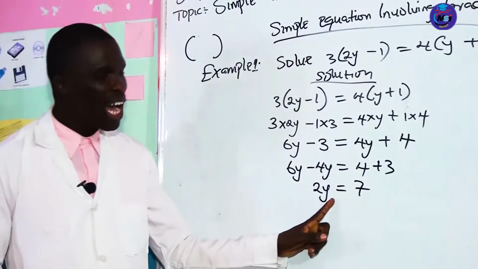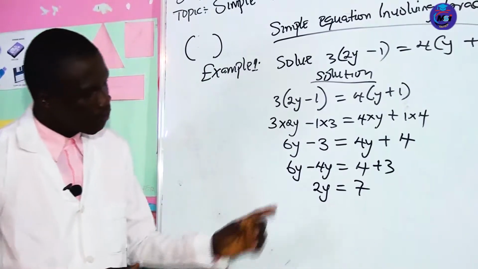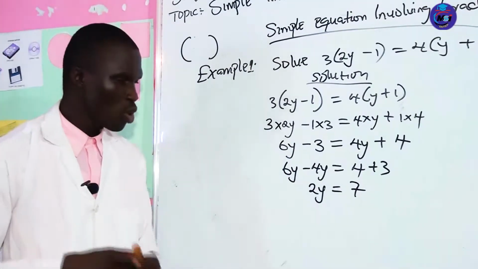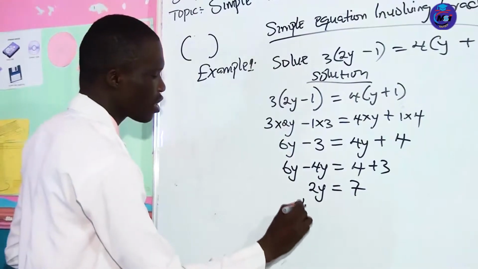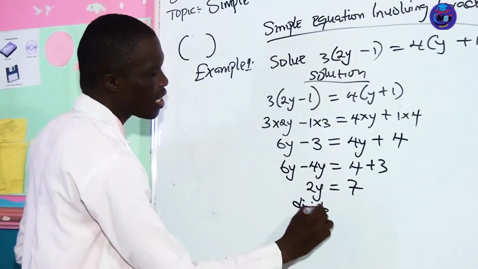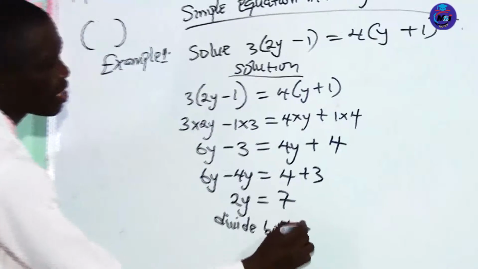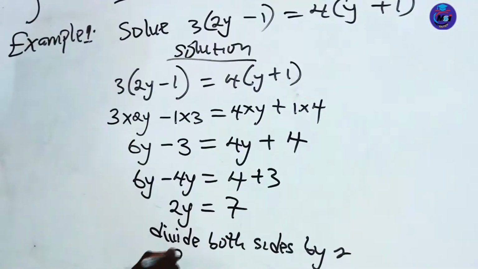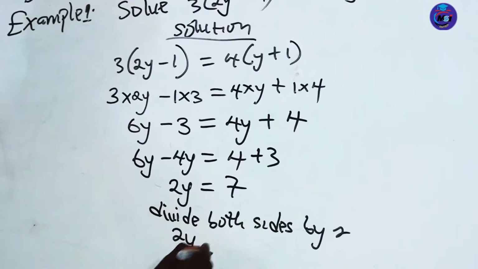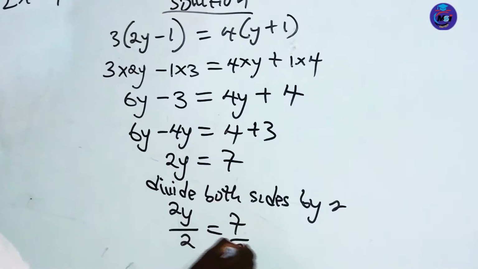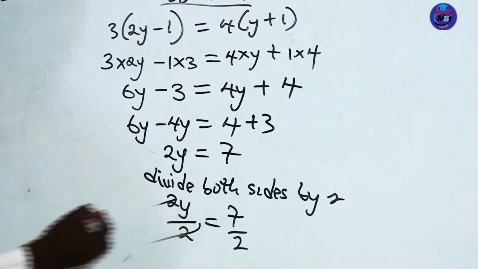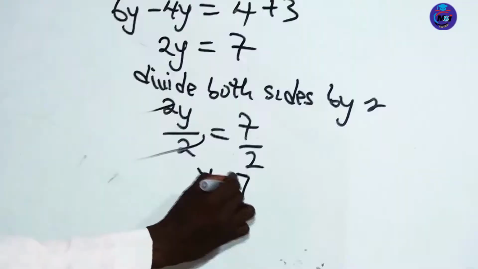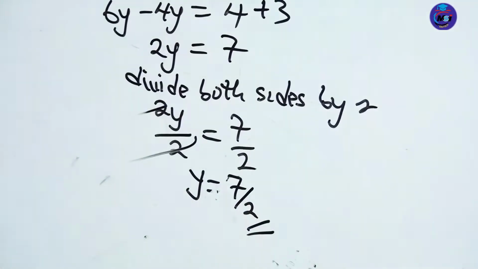2y. The 2 is attached to y. We have to look for a way of removing this 2. So what are we going to do? We divide both sides by 2. 2y divided by 2 equals to 7 divided by 2. Therefore, we remove the 2, and y gives us 7 all over 2.